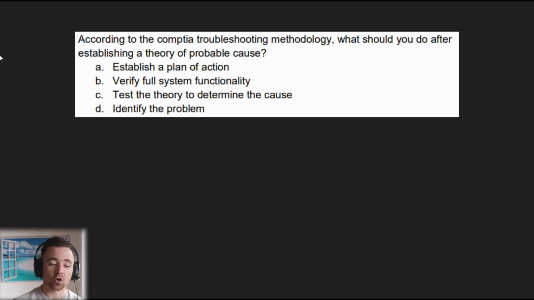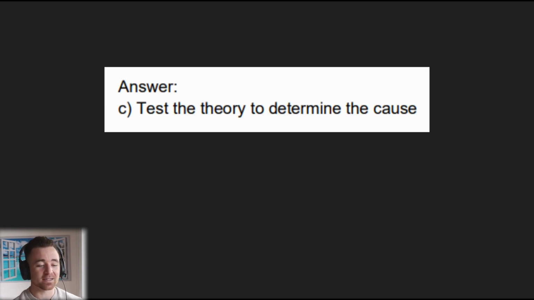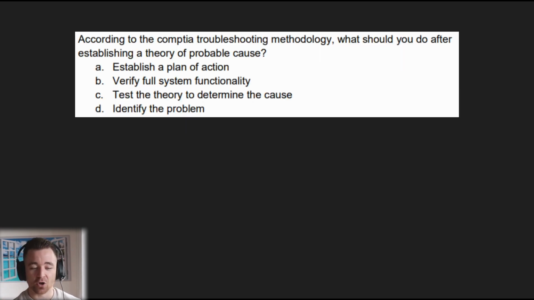Next question. According to the CompTIA troubleshooting methodology, what should you do after establishing a theory of probable cause? A. Establish a plan of action. B. Verify full system functionality. C. Test the theory to determine the cause. Or D. Identify the problem. Pause the video if you need more time. Going to get straight into it in 3, 2, 1, now. The answer is C, test the theory to determine the cause.